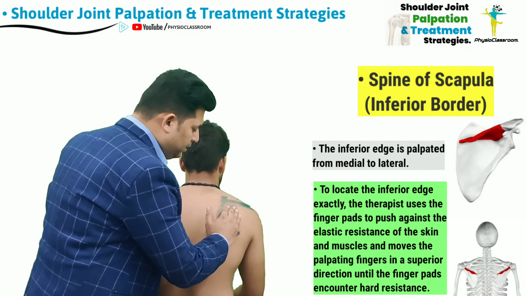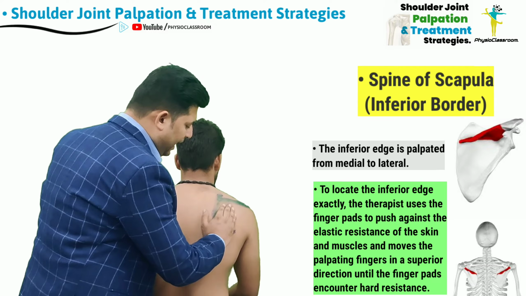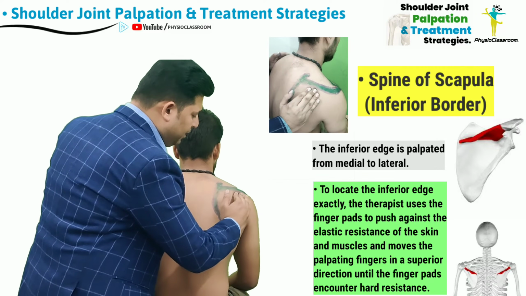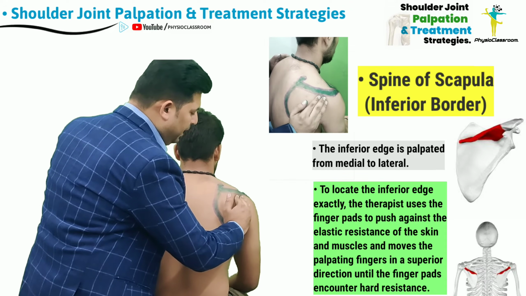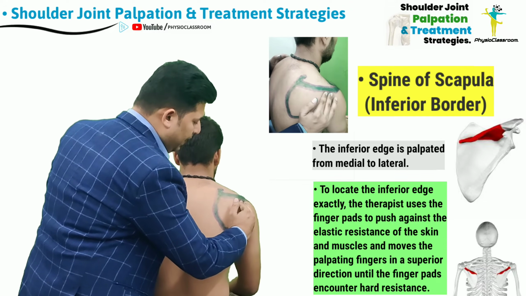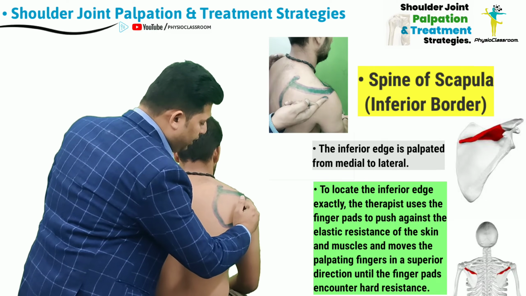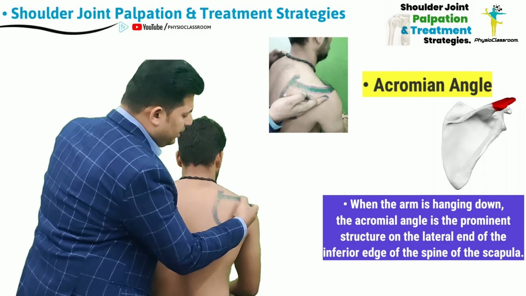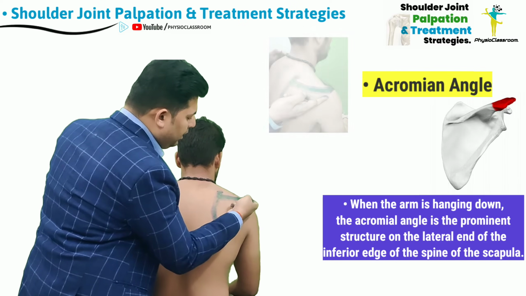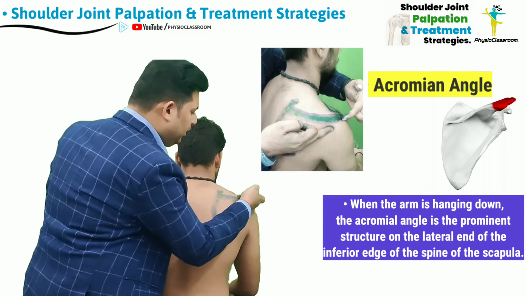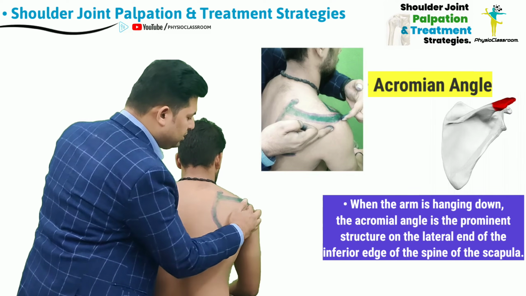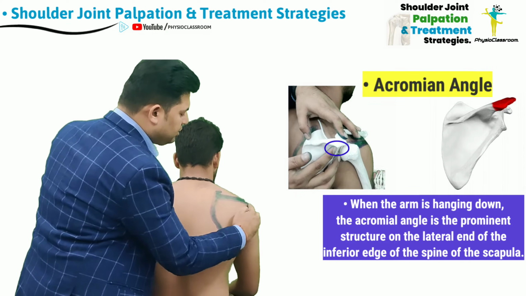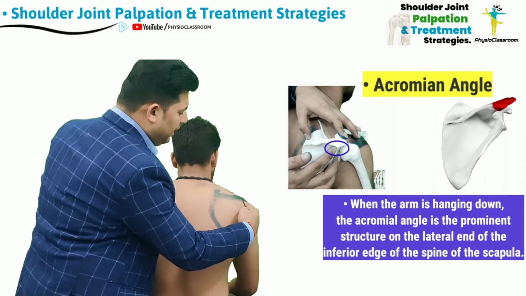Proceeding in this manner, the therapist keeps on palpating and localizing the inferior edge or border of the spine of the scapula from the medial to lateral direction. As the therapist keeps on following the inferior border of the spine of the scapula, the therapist feels that this inferior border takes a sharp right angle turn in the anteromedial direction, and the point at which this inferior border takes a turn in the anterior direction is known as the acromion angle.